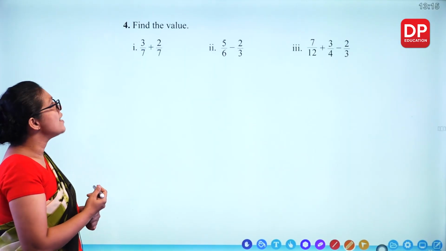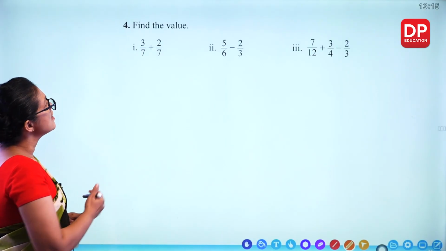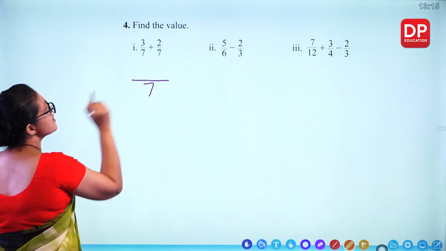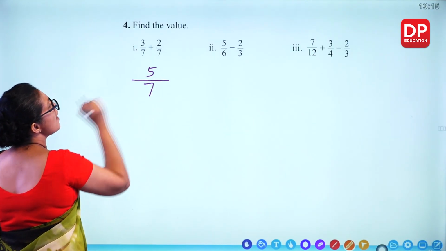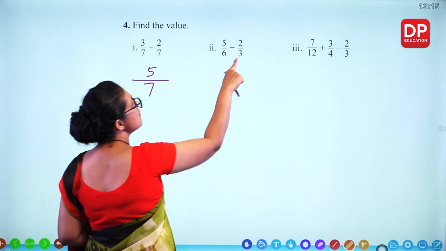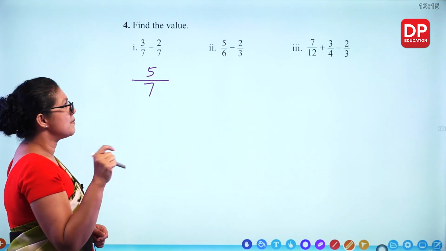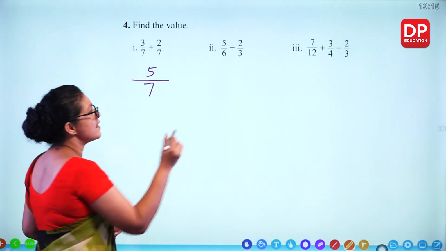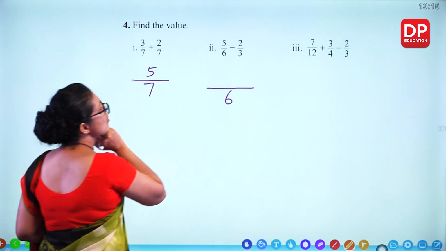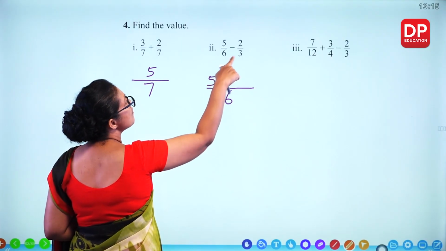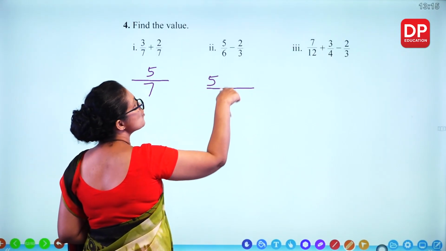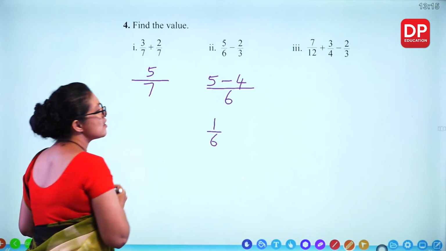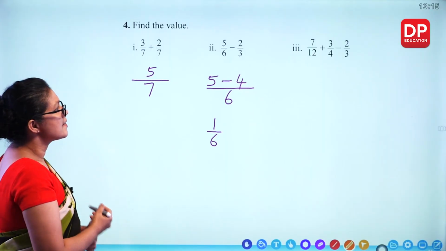Find the value. This is addition of fractions. Same denominator, you can just add the numerators. 3 plus 2, 5. Here you have to convert to the lowest common multiple. 6 and 3, largest number is 6 and it's divisible by 3. So 6 is the lowest common multiple. Find the equivalent fraction. 3 times 2, 2 times 2, 4. 5 minus 4, you get 1. So that's 1 over 6.